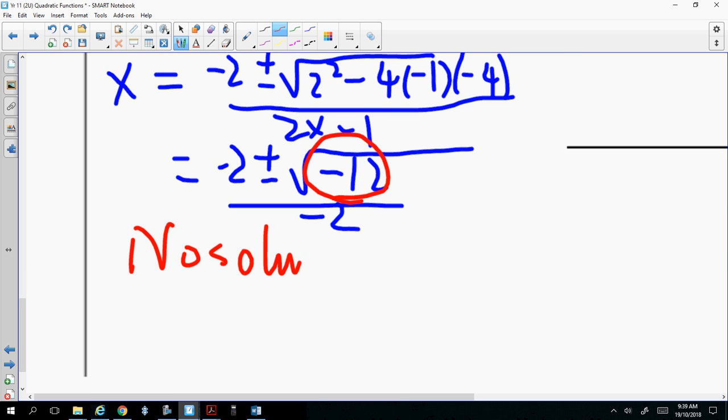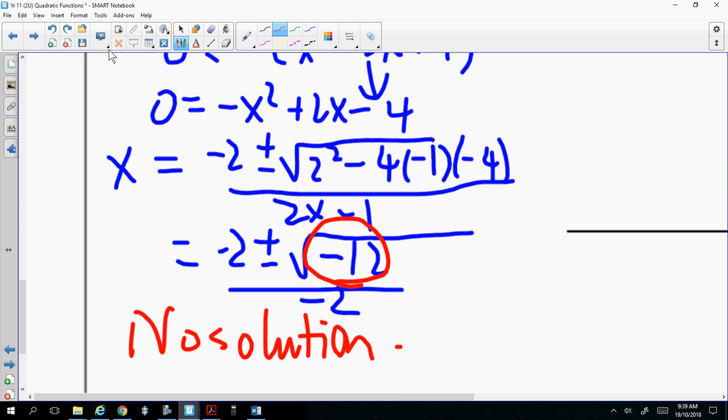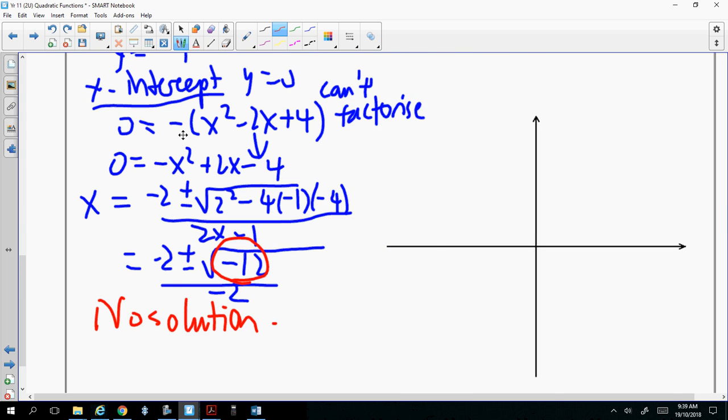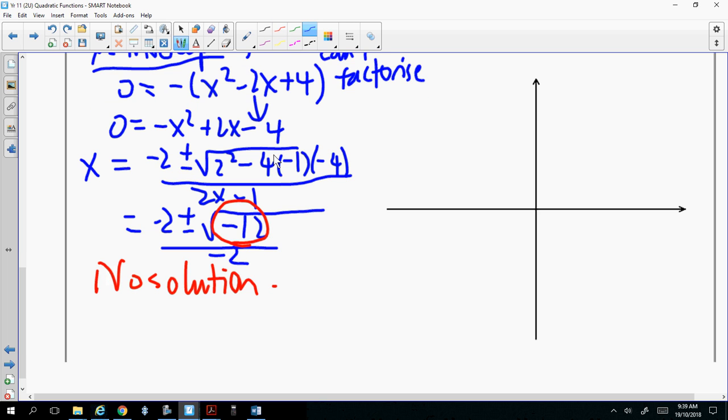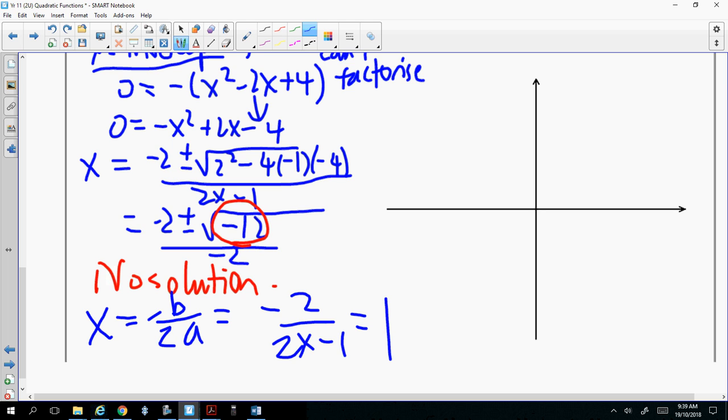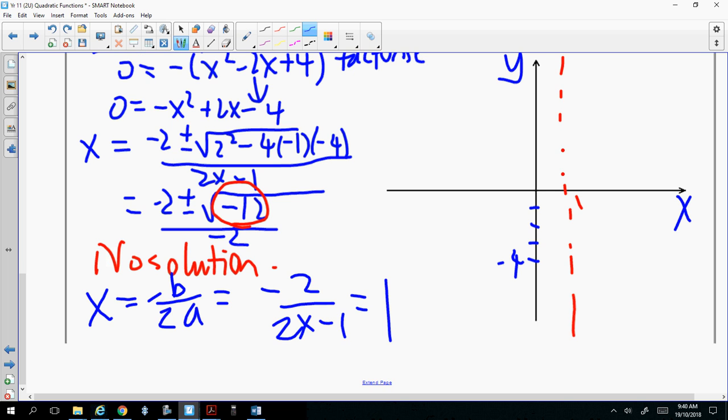So this is a case where the parabola doesn't have an x-intercept, but it will still have an axis of symmetry. So we have to use method 2, using this formula to get the axis of symmetry. The axis of symmetry will be negative 2 over 2 times negative 1, which is 1. So you only have an axis of symmetry at 1, no x-intercept, and a y-intercept of negative 4. Now we're going to get the vertex. How do I get the vertex? Substitute 1 back into the formula: y equals negative 1 squared plus 2 times 1 minus 4. That will be negative 5, then plus 2, negative 3. So the vertex is 1, negative 3.